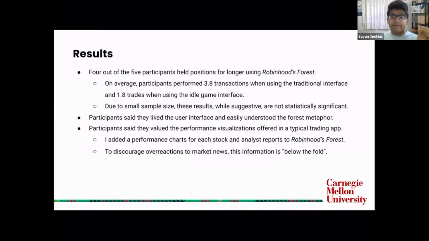Participants also mentioned that they really like the user interface of Robinhood's forest and found it easy to understand the forest metaphor. But at the same time, participants said that they valued the performance visualization that was present in the other interface. In order to account for these preferences, I added performance charts to each stock in Robinhood's forest as well. But at the same time, to discourage overreactions to market news, I put this information below the fold, so it was not easily accessible and not front and center.